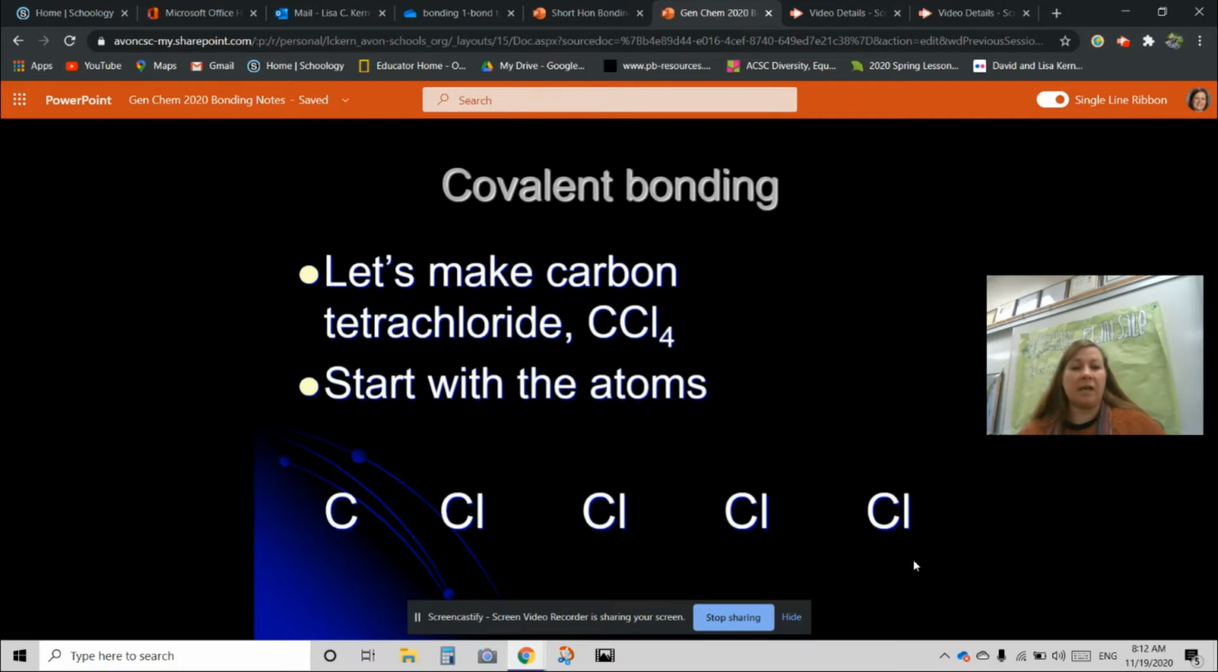So now we're going to make a compound. So we already talked about how to do elements before. It's pretty simple. But now we're going to make a compound and put those pieces together. So first you need to think about what each of the atoms is going to look like alone. So we'll start with the atoms.